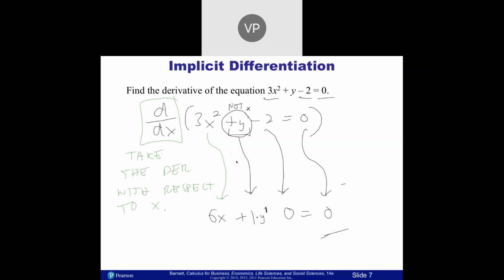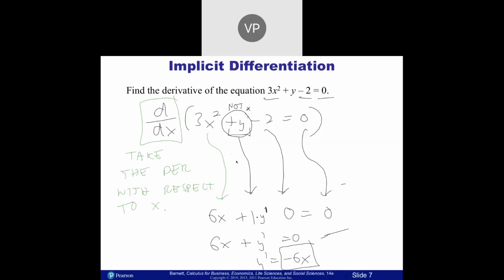You'll see when the y's start getting more powers or more complicated, all you remember is you just do the derivative like you normally would for a y, but you stick on a little y prime right after it, multiply. That's that chain rule that I was talking about. So now I have 6x plus y prime equals 0, and our job is now to solve for the y prime. So it means just get it by itself, and that's how we get this negative 6x.